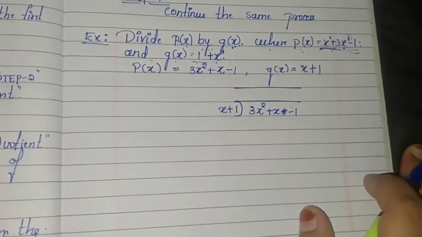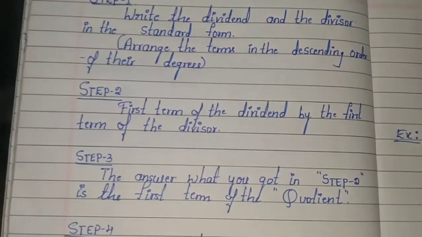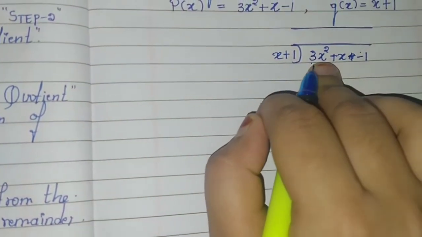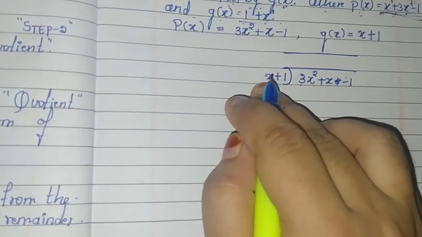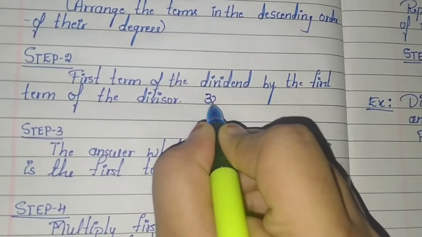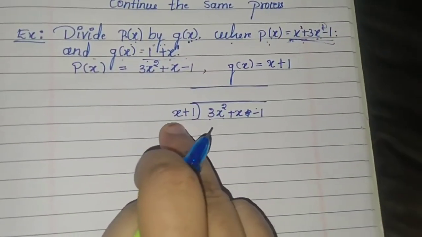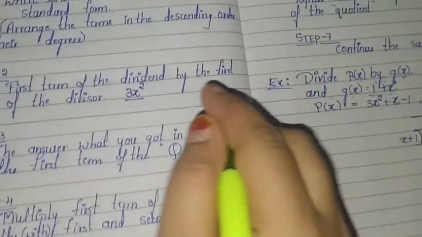So your next step is what we will see now. The next step is the first term of the dividend divided by the first term of the divisor. Which is the first term of the dividend? 3x square. So the first term of the dividend divided by the first term of the divisor. Here we will do step 2. The first term of the dividend is 3x square divided by the first term of the divisor, which is x, isn't it?